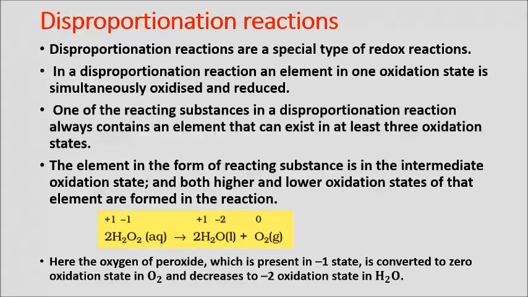a disproportionation reaction. And one more thing we can understand is that in the same reaction the oxidation as well as the reduction is done. The same element is being changed, that is from -1 to 0, and from -1 to -2. So both oxidation as well as reduction have taken place. The oxygen of peroxide, which is present in the -1 state, is converted to 0 oxidation state in oxygen, whereas it decreases to -2 oxidation state in water.